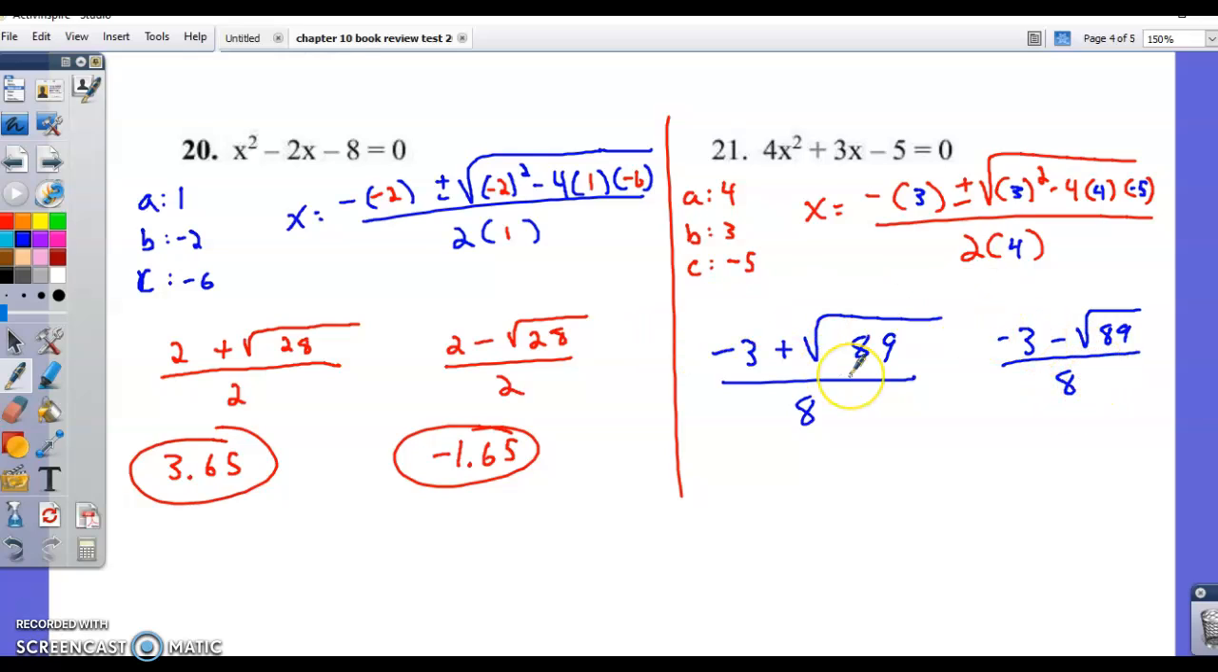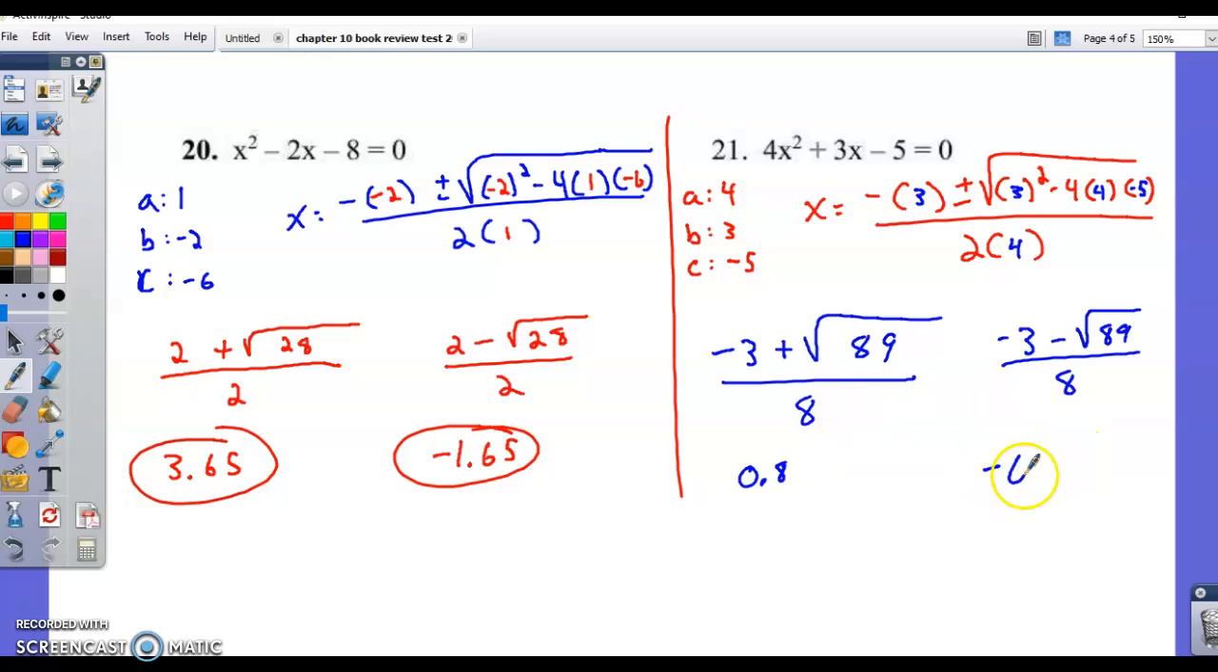And now I'm going to type each of these into my calculator to get my answer. So I have my -3 plus the square root of 89 divided by 8. I hit that arrow button to get a decimal, and I get 0.8042, it goes on, so I'm just going to call it 0.80. Now I'm going to type in the next one. I have my -3 minus the square root of 89, and that is also divided by 8. And I list that as a decimal.